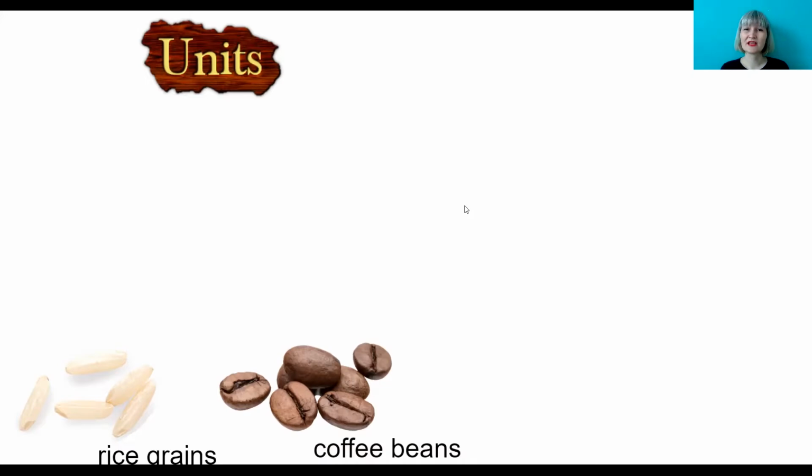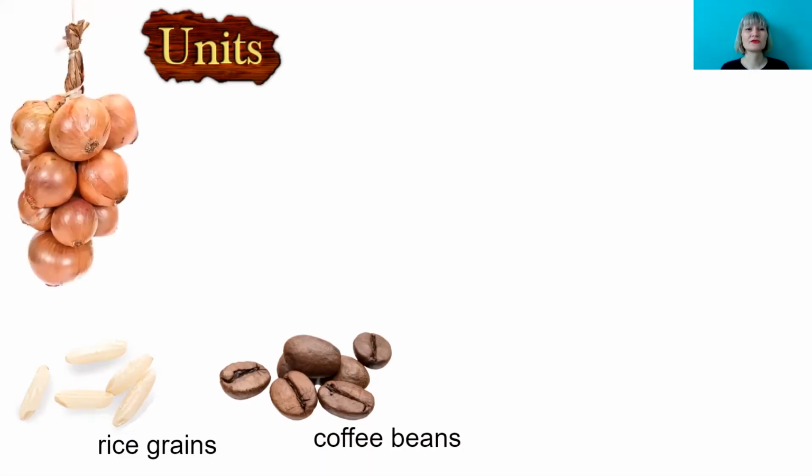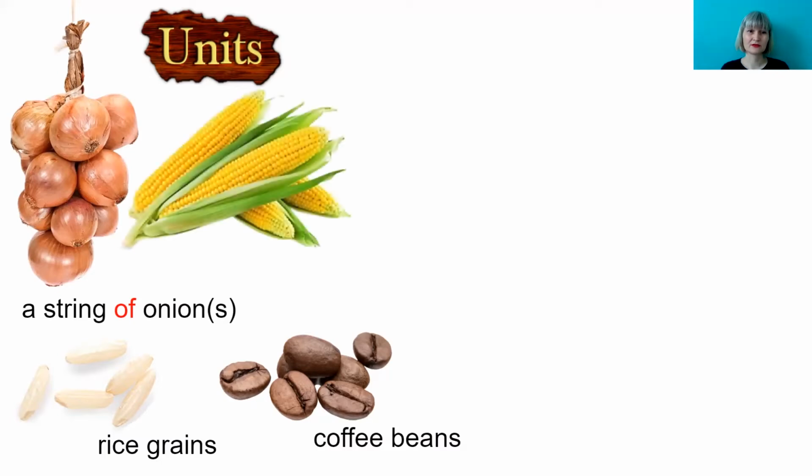Давайте посмотрим, какими еще единицами мы можем измерять. So we can say a string of onions. A string of onions. Вязка, да, лука. This one is very interesting. Corn is a non-count noun. We can count ears of corn. Ears of corn. Ушки кукурузы, да, в русском это кочаны, а в английском это ушки кукурузы.